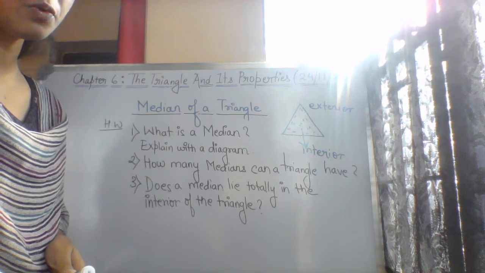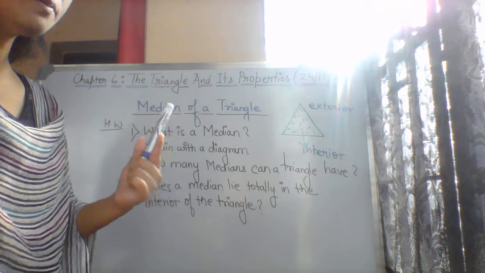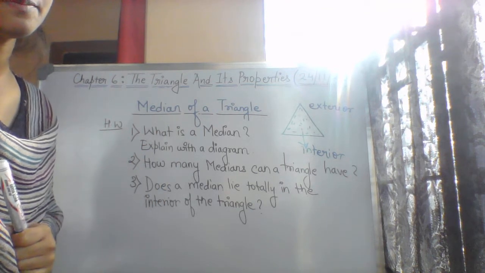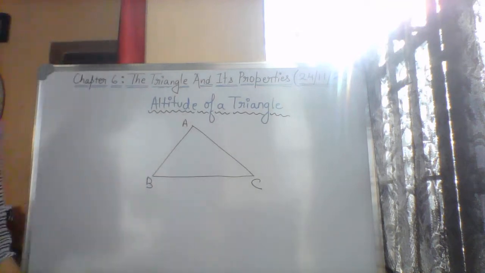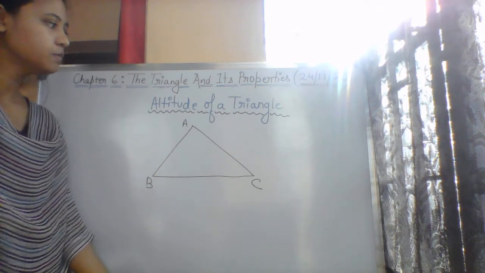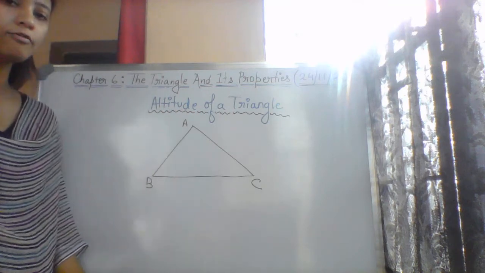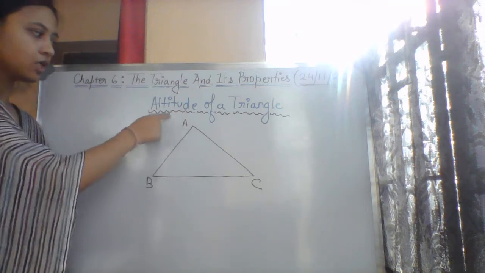Now we are going to introduce one more new word related to triangles. A new term related to triangles is the altitude of a triangle. You are very much familiar with this word, altitude.